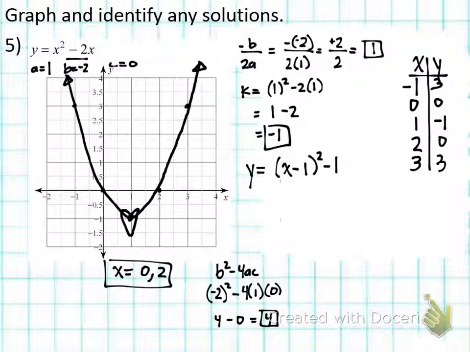Looking here, when is y equal to 0? When x is 2 and 0. You all see that? Same answers.